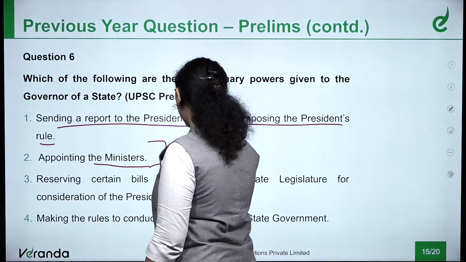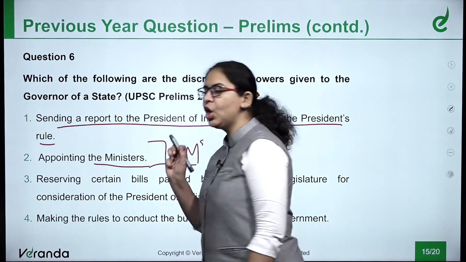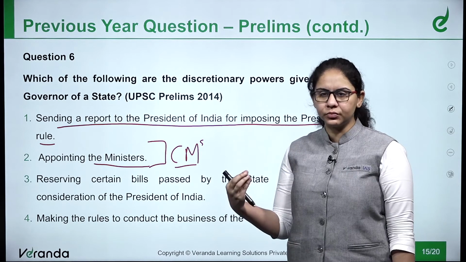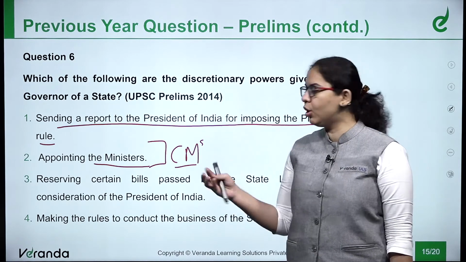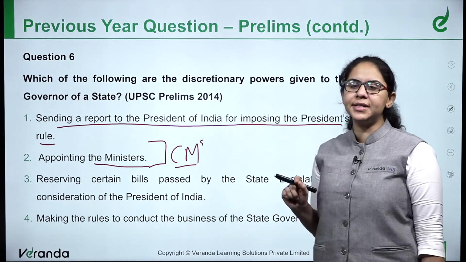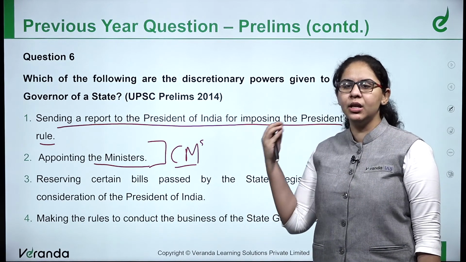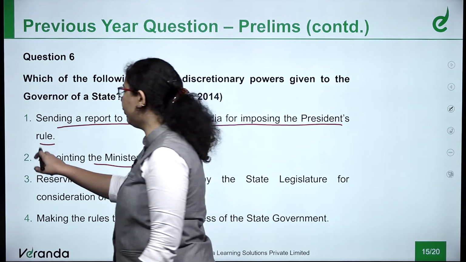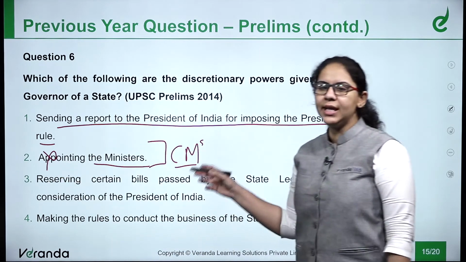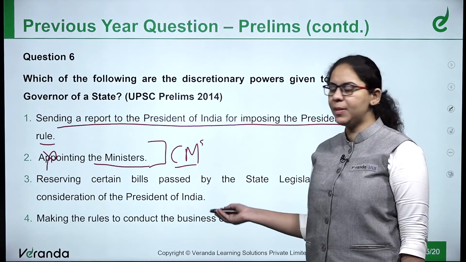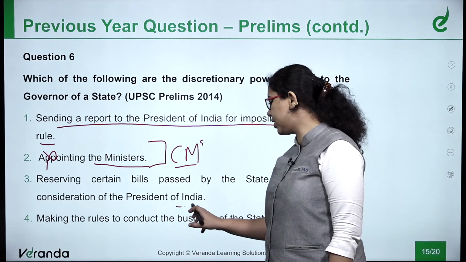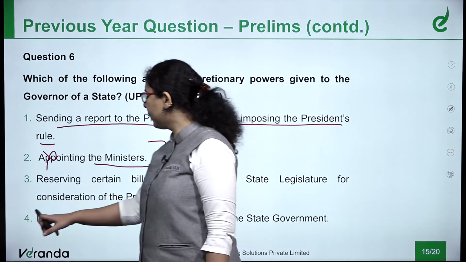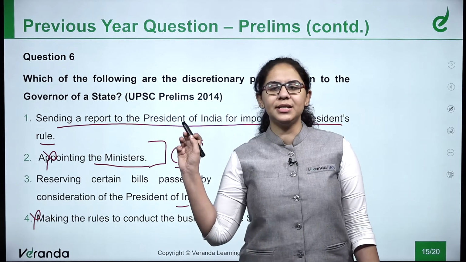Ministers in a state are appointed by the governor, but on the advice and aid, not discretion actually, but on the guidance or choosing of the chief minister. It is the chief minister who selects the ministers. The chief minister is a person who wins the majority of the votes in elections in state legislatures. So it is not a power of the governor. What else is remaining? Sending a report, reserving certain bills passed by the state legislature for consideration of the President of India, and making the rules to conduct the business of state government. This last is also not a power of the governor. So statement 1 and statement 3 are correct.